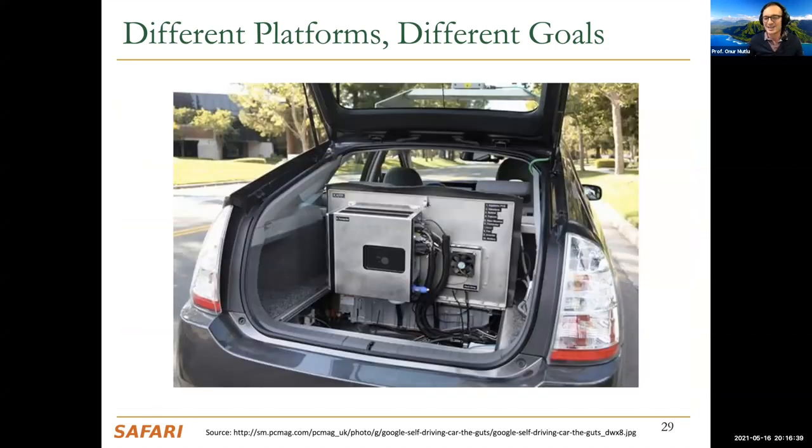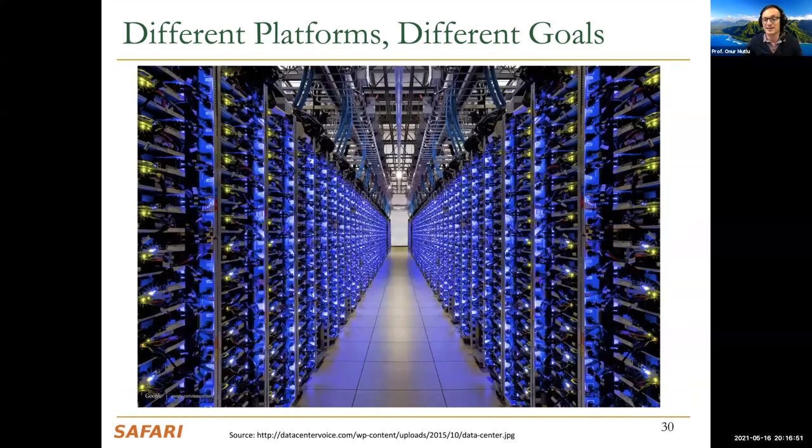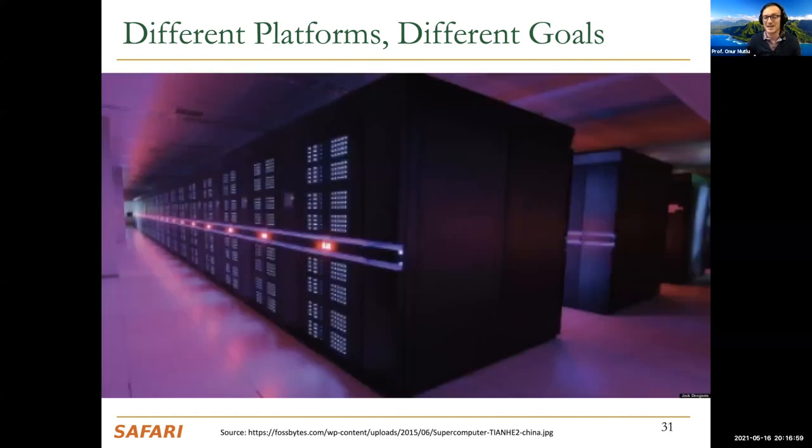This is a more realistic self-driving car. That's one of Google's self-driving cars. You can see that there's a huge computing platform that is embedded into the car. And probably it's consuming a lot of power, as you can see. This is another computing platform. This is a data center. And it's more general purpose. But you can see it looks clearly different. And this is another platform that looks similar to the data center, but it's completely different in the sense that this is a supercomputer.